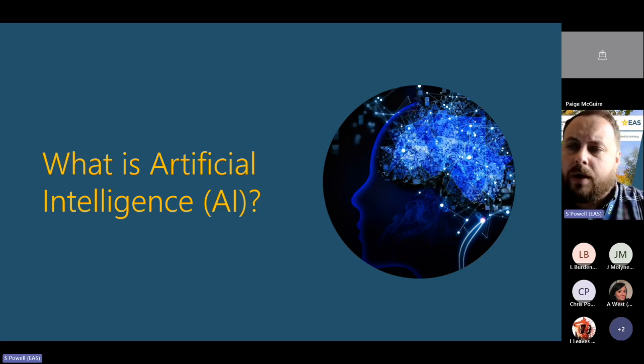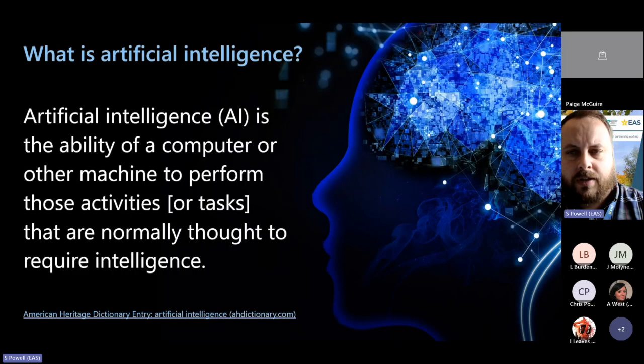Let's now dig into what actually is artificial intelligence, what is AI, and how does it affect us? So a definition from the American Heritage Dictionary highlights that artificial intelligence is the ability of a computer or another machine to perform those activities or tasks that are normally thought to require intelligence. So those of you who've had a little play around with GPT, you can ask it to write you an action plan on something. It will do the thinking for you and check it out the other end. So essentially that computer is doing the thinking for you.